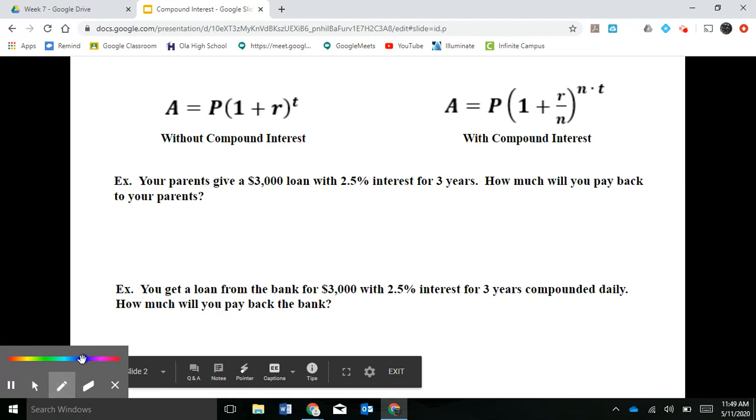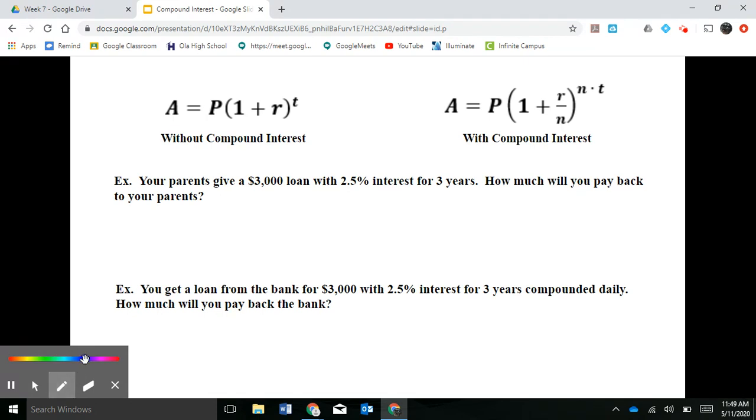The first example is one without a compound. It's compounded annually. Your parents give you a $3,000 loan with 2.5% interest for 3 years. How much will you pay? When it's not being compounded other than every year, you would use the one without a compound. So we're going to use this formula over here. $3,000 is our principal.